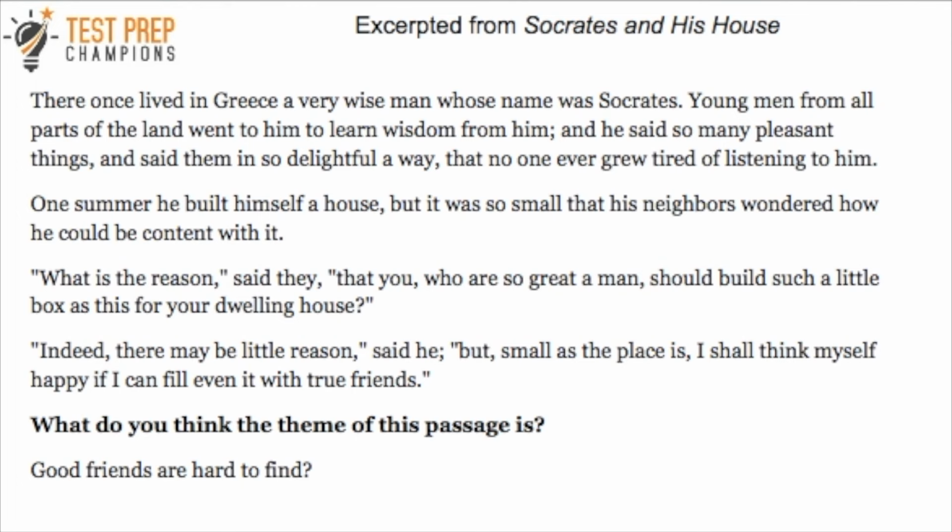So, like I said, there's not really a right or wrong answer here, and sometimes when there's artwork or writing, there are multiple ways to interpret it. I would say maybe good friends are hard to find. I don't know. That is what I kind of see here. But like I said, there's not a right or wrong answer here.